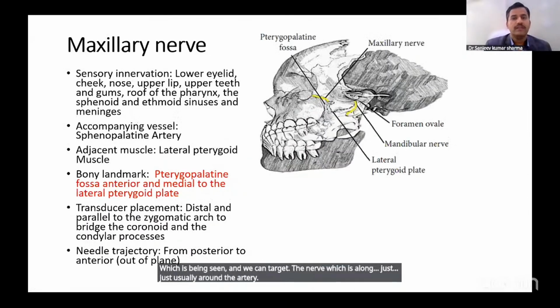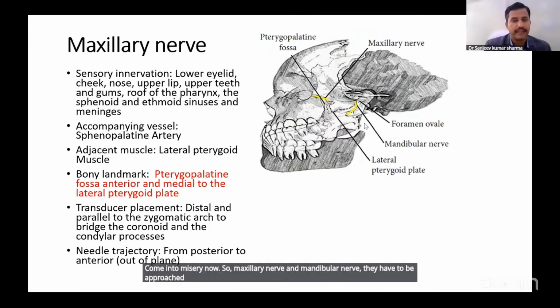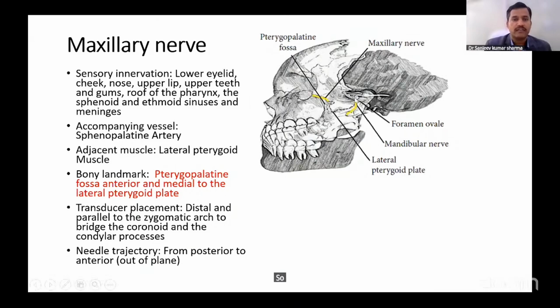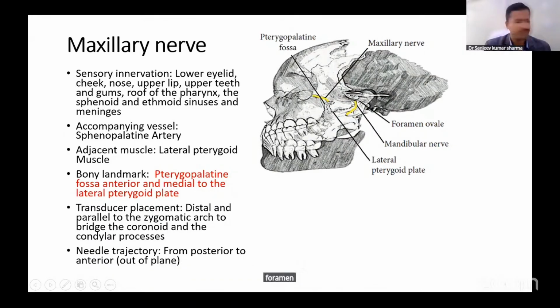Coming to the maxillary nerve. The maxillary nerve and mandibular nerve have to be approached through the coronoid notch area. We can see that the mandibular nerve comes out through the foramen ovale and goes down, and the maxillary nerve comes out through the foramen rotundum, and it goes into the pterygopalatine fissure.